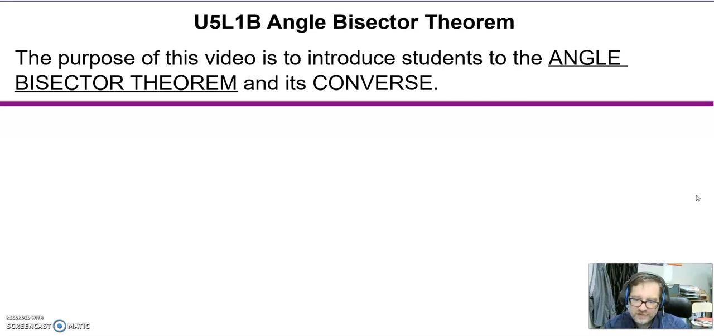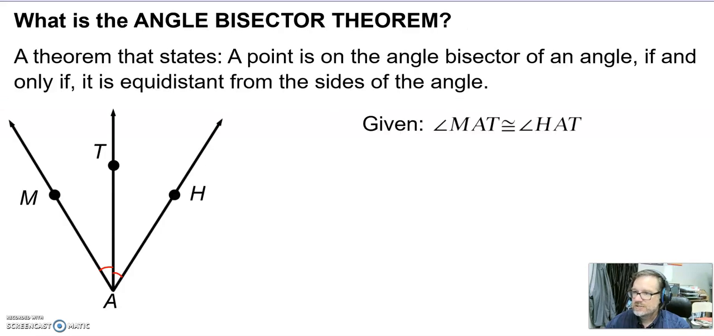Very similar to the perpendicular bisector theorem, a lot of the same ideas. Instead of giving you a segment though, we're starting with an angle. Right here we're going to start with the angle. And the angle bisector theorem says, a point is on the angle bisector of an angle if and only if it is equidistant from the sides of the angle.